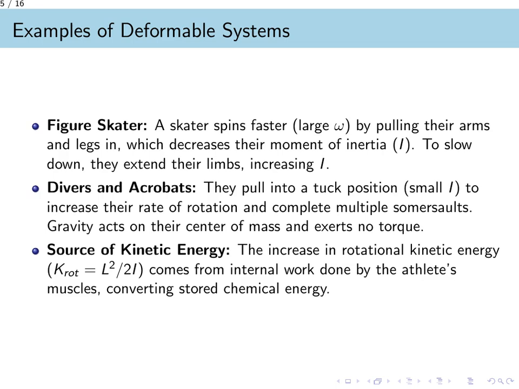But what happens to the skater's rotational kinetic energy? It is given by the expression L squared divided by the quantity 2 times I. Since L is constant and I has decreased, the kinetic energy must increase. This energy is not created from nothing. The skater's muscles do internal work to pull their limbs inward, converting chemical potential energy stored in their body into additional rotational kinetic energy. So for an isolated deformable system, angular momentum is conserved, but kinetic energy can change due to internal work.